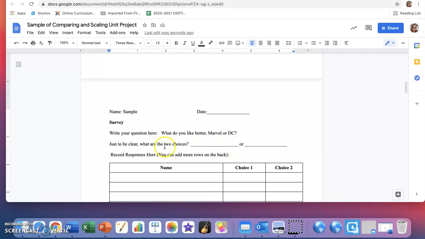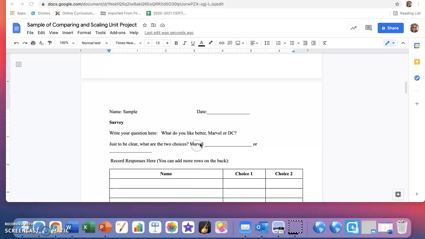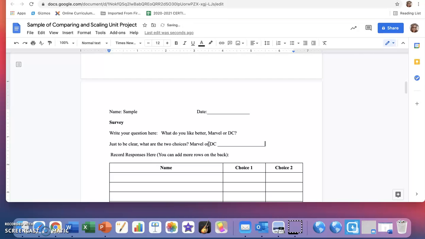But then, just to be clear, it says, what are your two choices? Okay, I'm going to put marble here, and then I'm going to put or. So I'm just going to put it like this, or, and then DC. Okay, now if I go down here, I'm going to erase all of this. That way it could be organized.